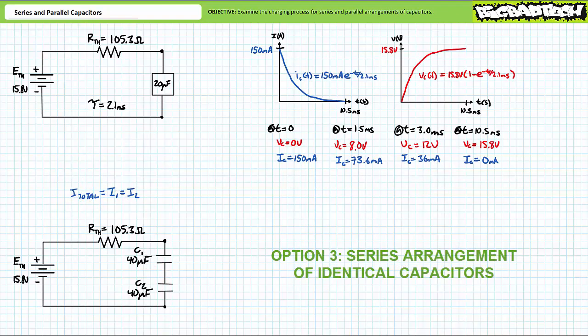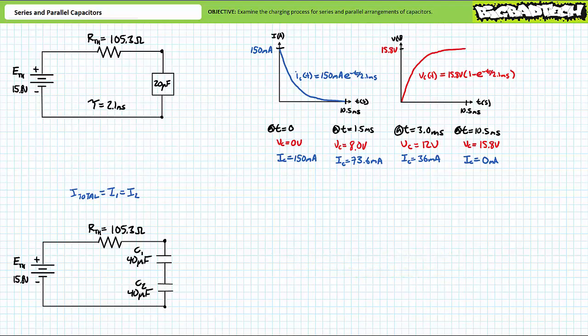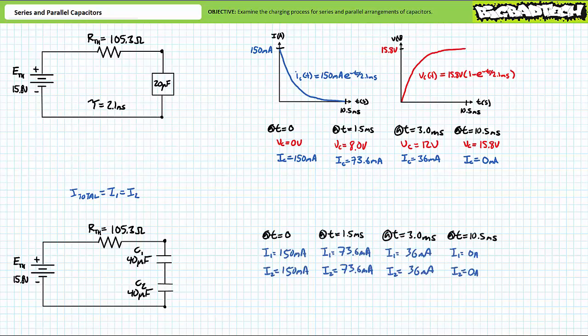The elements inside the box are a series arrangement of identical capacitors that happens to yield a total capacitance of 20 microfarads. Consider a series arrangement of two 40 microfarad capacitors yielding a total capacitance of 20 microfarads. Given current through elements in series is the same, current through C1 and current through C2 will be the same at any point in our analysis. I1 equals I2, which equals the current through the total capacitance from our previous analyses. Current through elements in series is the same.